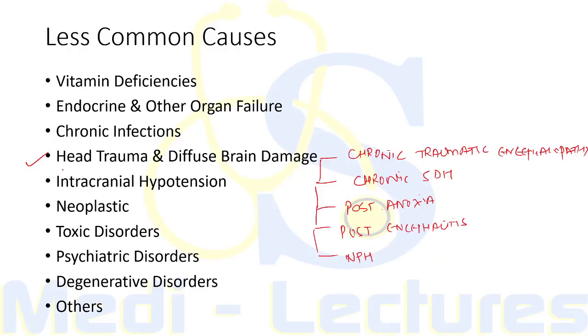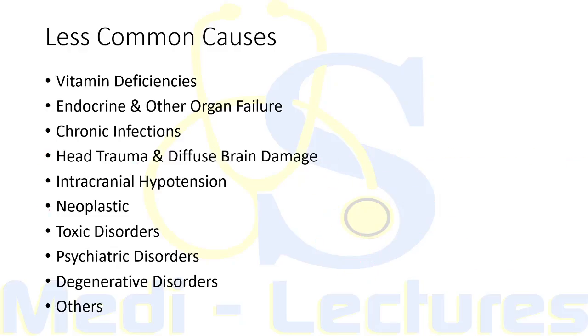Now the causes leading to head trauma and diffuse brain damage can be chronic traumatic encephalopathy, which is commonly seen in boxers, chronic subdural hematoma, post-anoxia, post-encephalitis, and normal pressure hydrocephalus, which is one of the most common causes of reversible dementia. There can be intracranial hypotension. The neoplastic disorders include primary brain tumors or metastatic brain tumors.